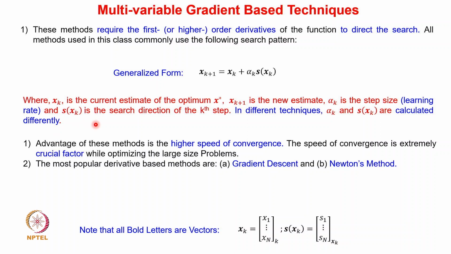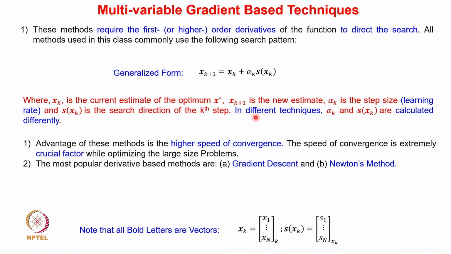One more thing to note here is that all the variables shown by bold letters are vectors. So when I say x, this x includes all decision variables x1, x2, x3, all the way to xn, isn't it? And all these decision variables I am calculating at the k plus 1th iteration. So all these decision variables are clubbed in this single vector, shown by a capital letter X.